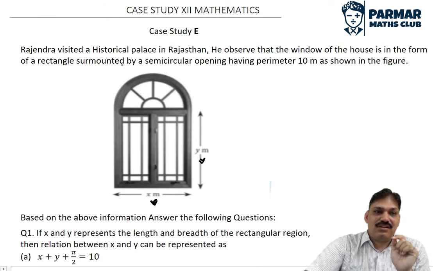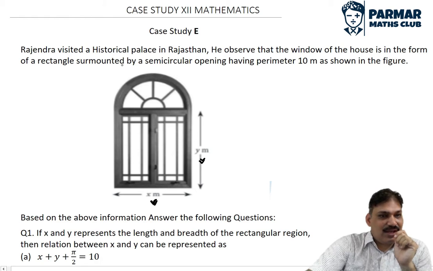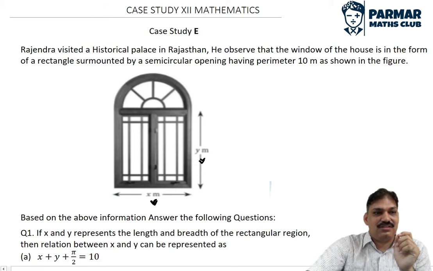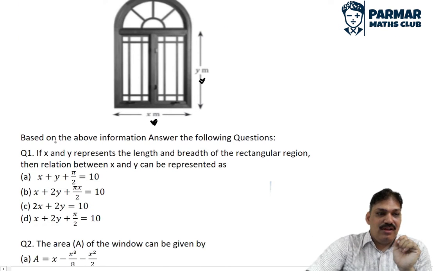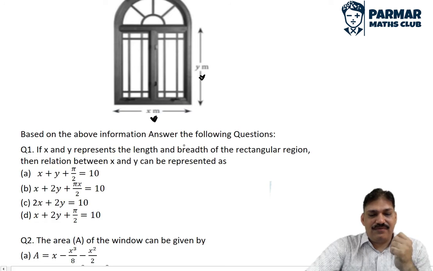Rajendra visited a historical palace in Rajasthan. He observed that the window of the house is in the form of a rectangle surmounted by a semicircular opening having perimeter 10 meters. So we are given the perimeter of the window as 10 meter as shown in the figure. Based on above information, answer the following questions.